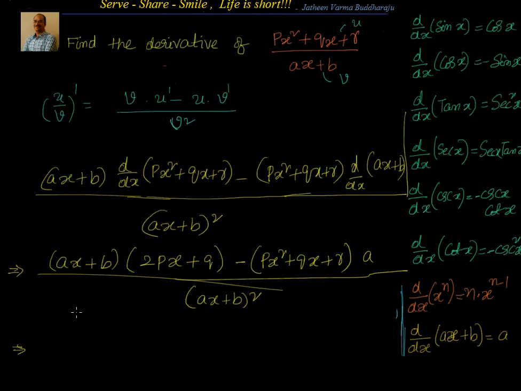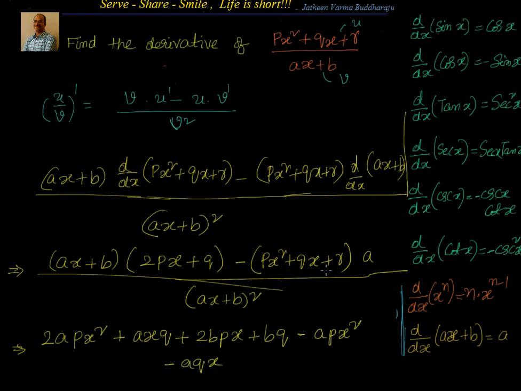If you simplify that, let us try to multiply this and see. We will have ax into 2px, that is 2apx square, ax into q, that is aqx, then I have b into 2px, that is 2bpx, plus bq, minus apx square, I'll take it to the next line, minus apx square minus aqx minus ar, this whole thing divided by (ax plus b) whole square.